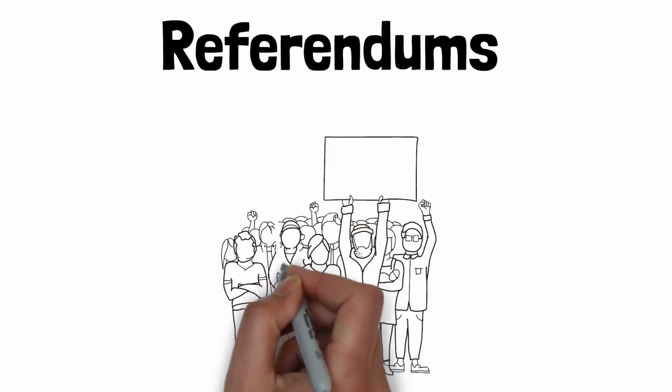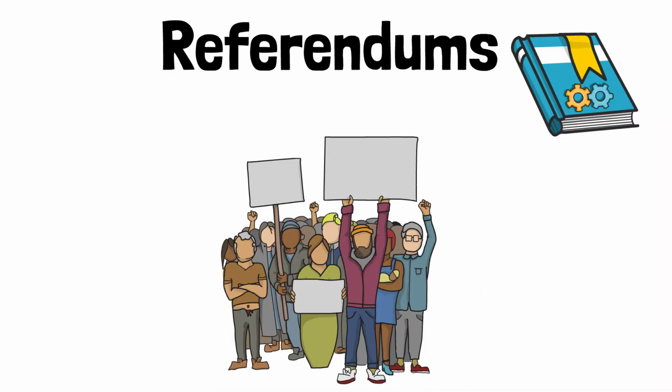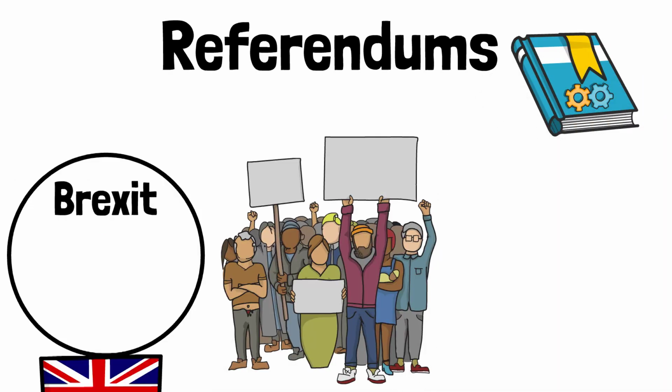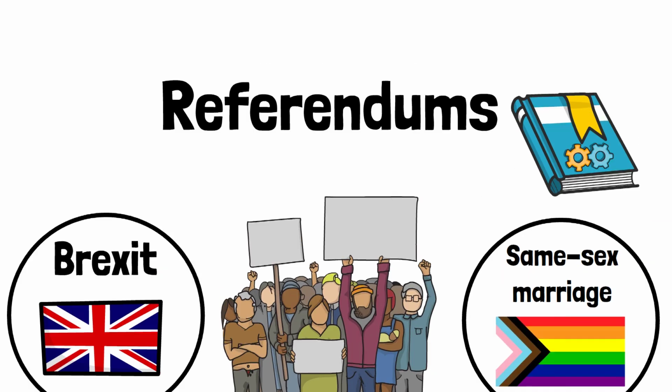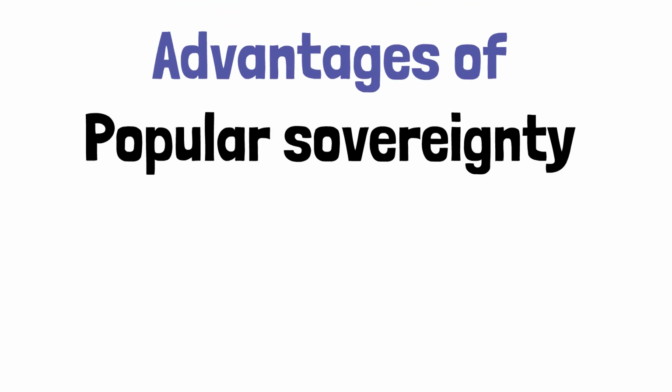Modern examples can be found in referendums, where citizens vote directly on specific policies or constitutional changes, such as Brexit in the United Kingdom or the legalization of same-sex marriage in various countries. Now let's look at some advantages of popular sovereignty.